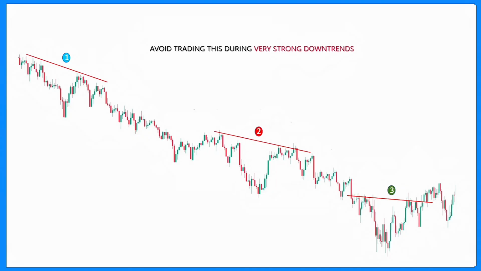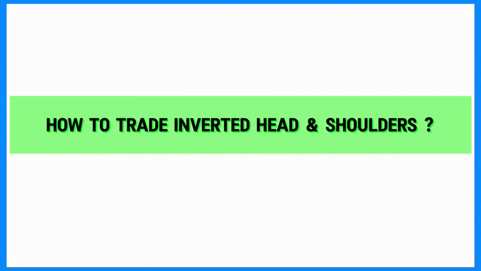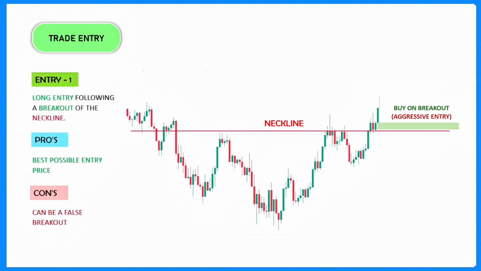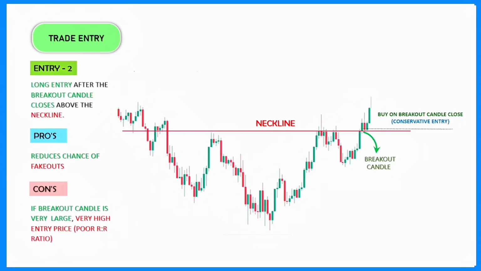Now, let's move on to how to trade the inverse head and shoulders pattern when you actually spot one on the chart. We'll start with the entry criteria. The most aggressive entry is when the price breaks above the neckline, also known as the resistance level. Here's the idea. Wait for the breakout candle to close above the neckline, and then take a long entry, either above the close or above the high of that candle.